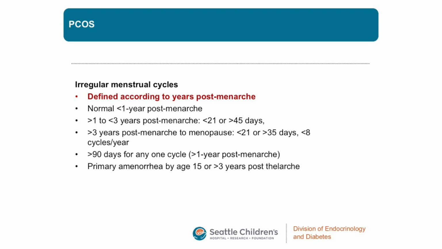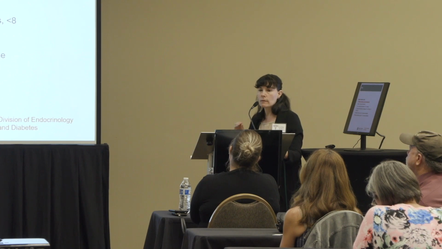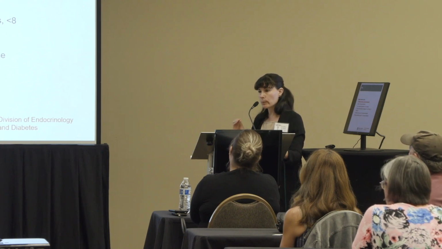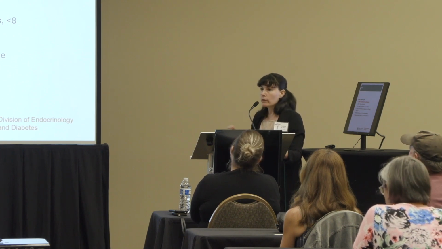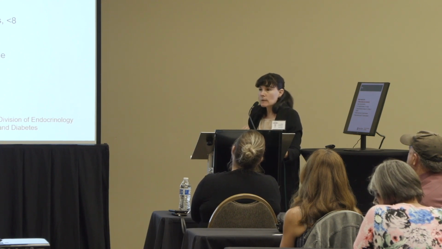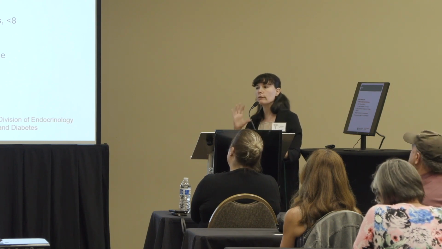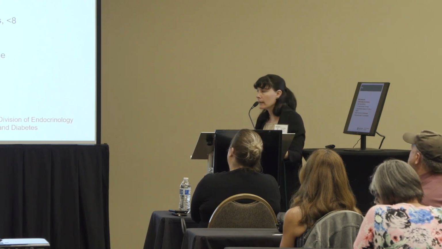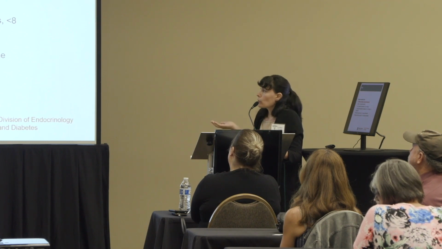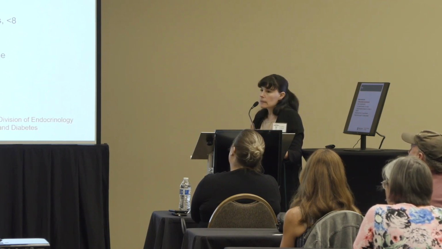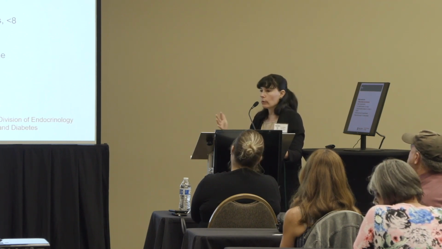How do we define irregular menstrual cycles? Well, you have to define that according to years post-menarche, and there is no way around that. It's so complex for the brain and the ovary to learn to communicate that the first things we see are just an attempt at a conversation. So even if we see a bleeding, most of those bleedings are not truly functional or ovulatory. And so it's normal within the first year post-menarche to see bleedings that are all over the map.